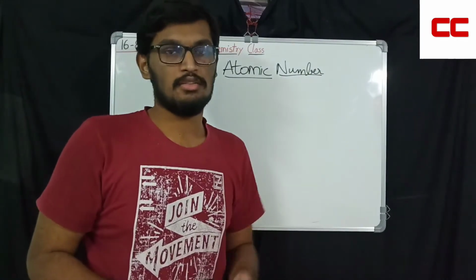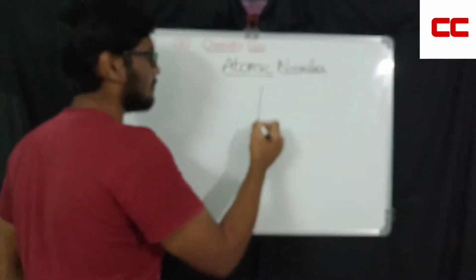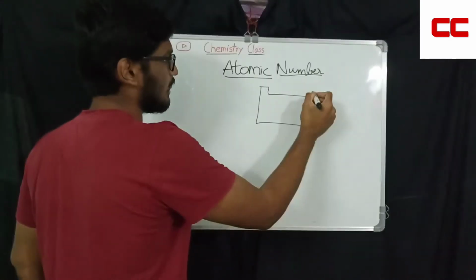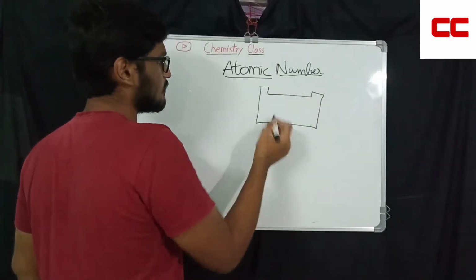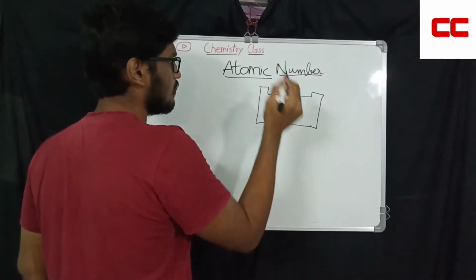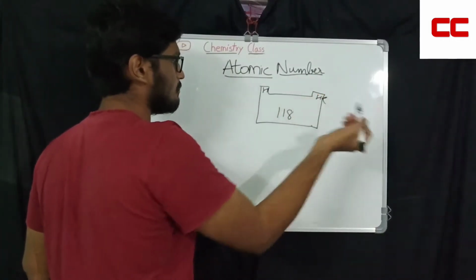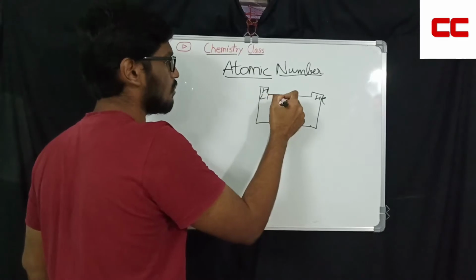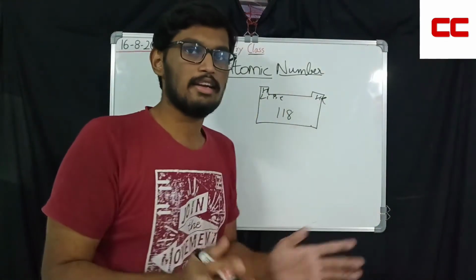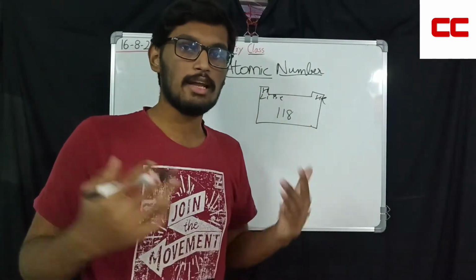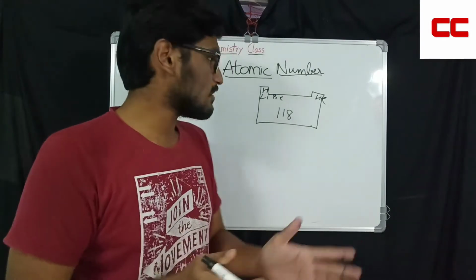So this is the periodic table. There are a total of 118 elements in the periodic table. The first element is hydrogen and the second element is helium, the third lithium, beryllium, boron and so on. And all these elements are positioned based upon the number of protons.